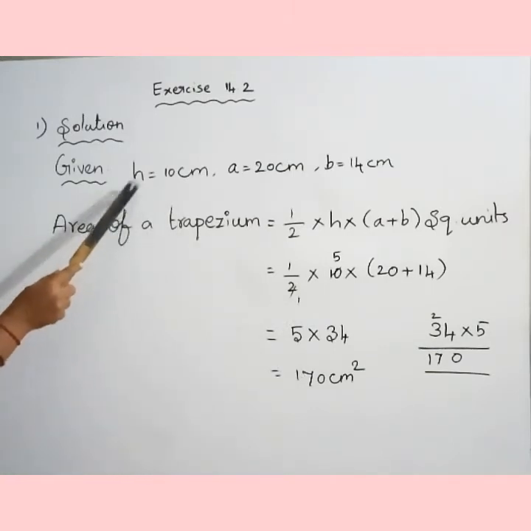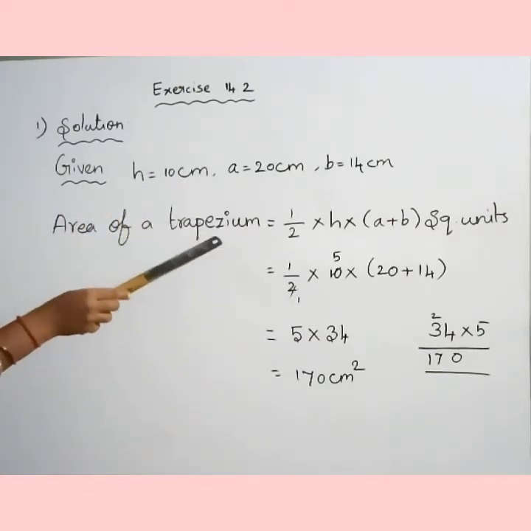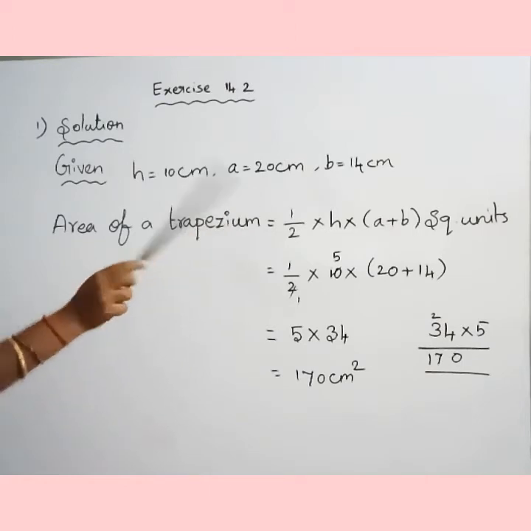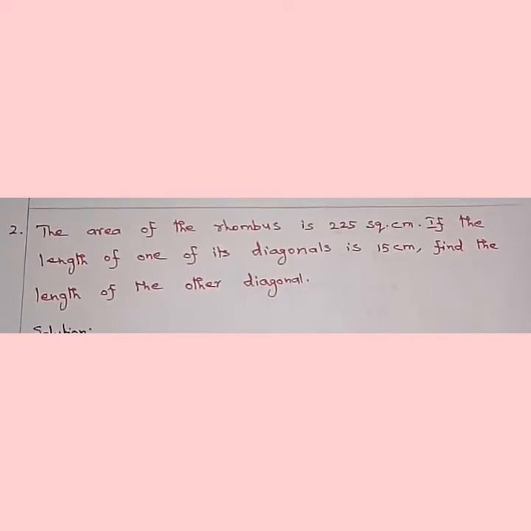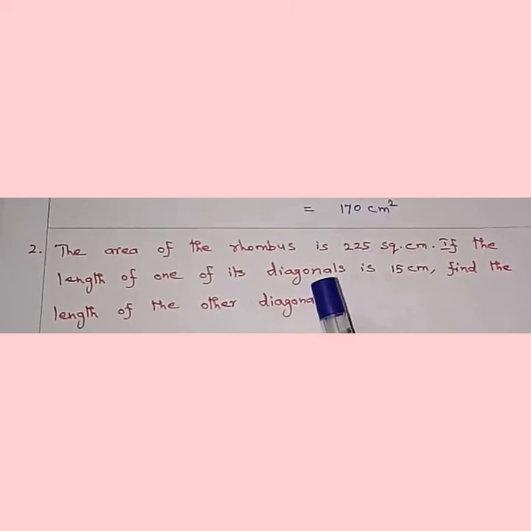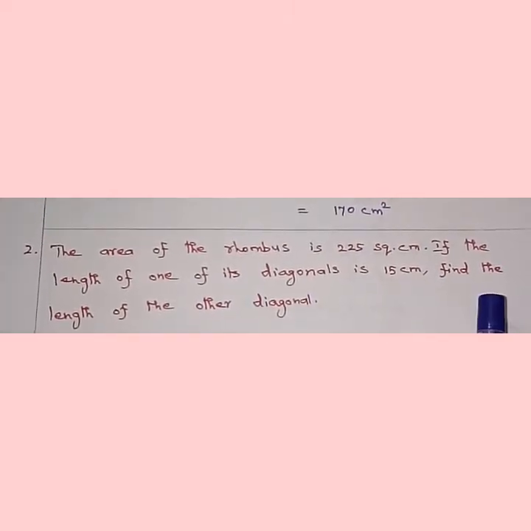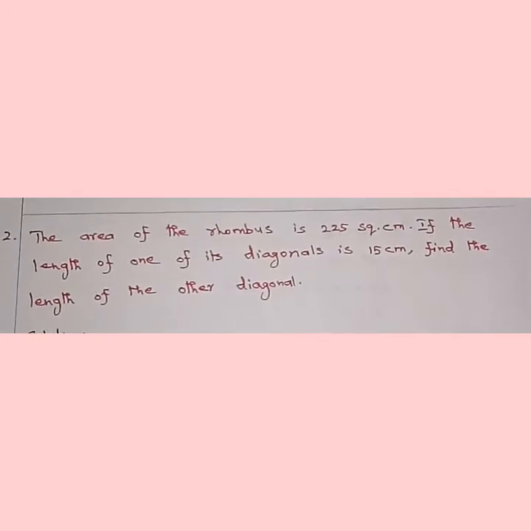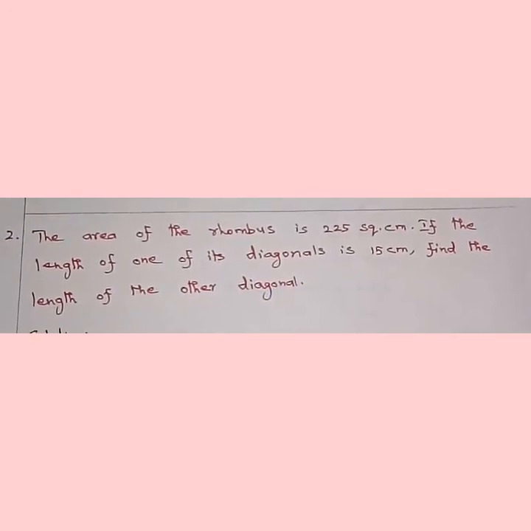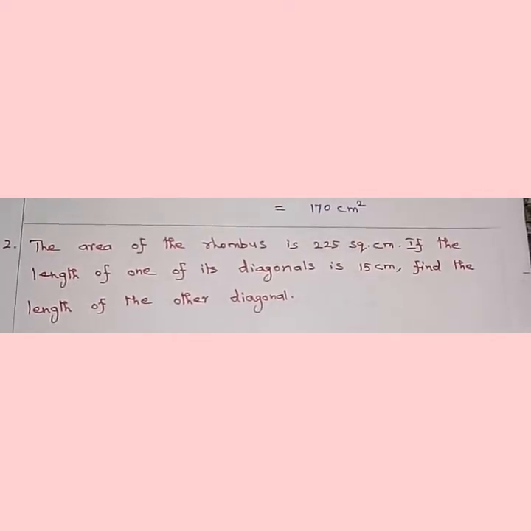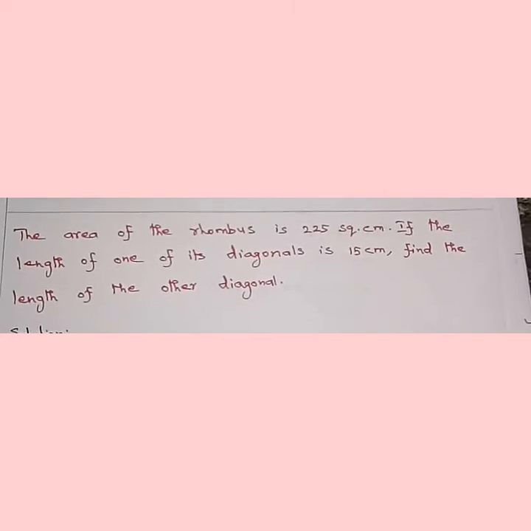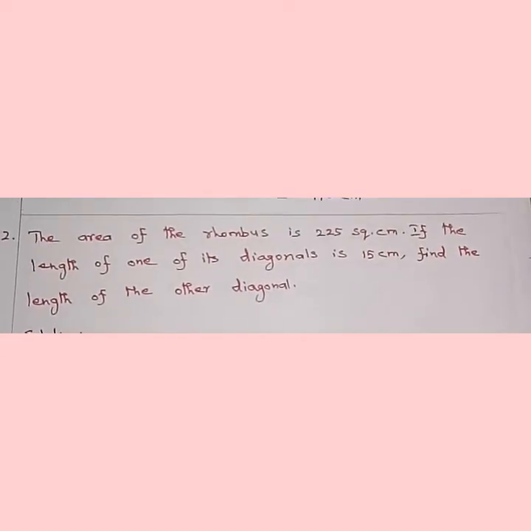Okay. Height is given. Sum of two parallel sides is given. Apply the formula: half into height into (a plus b) square units. The area of a rhombus is 225 square centimeter. If the length of one of its diagonals is 15 centimeter, find the length of the other diagonal. See, listen, diagonal 1 is 15 centimeter. Area of the rhombus is 225 centimeter square, and find the value of diagonal 2.